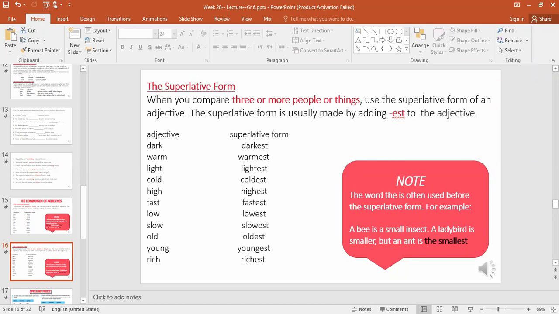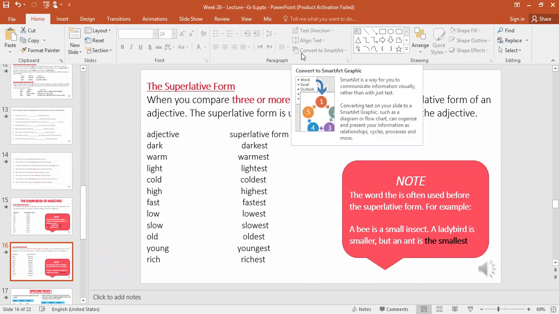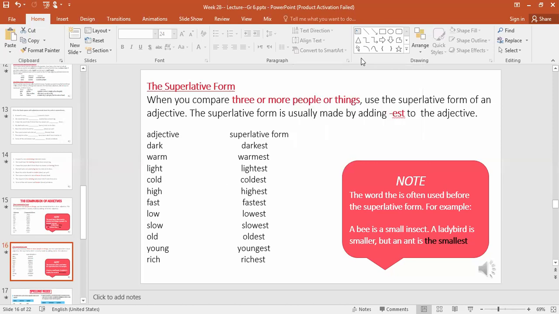And let me tell you something very important. In the comparative form, we have to say taller than, meaning the adjective plus than. And in the superlative form, we have to use the and then the adjective, meaning the smallest, the tallest, the highest, the fattest, the youngest, the richest, and so on. Okay?